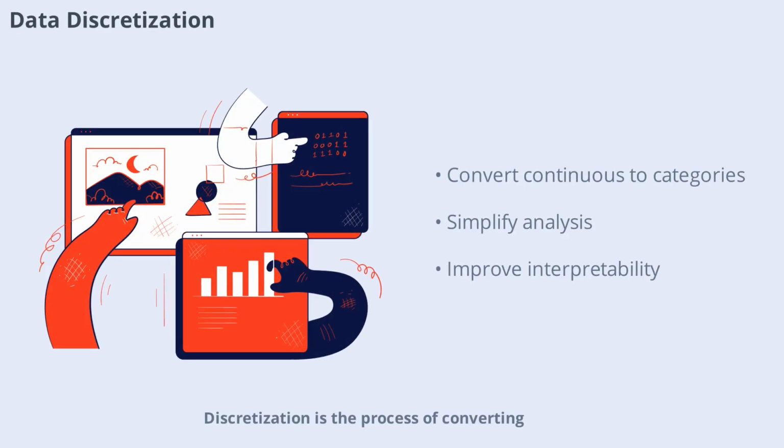Discretization is the process of converting continuous variables into discrete categories or bins. This technique is often used when algorithms require categorical input or to simplify analysis. For example, age can be grouped into ranges like young, middle-aged, and senior. Discretization helps in managing continuous data and making it more interpretable.